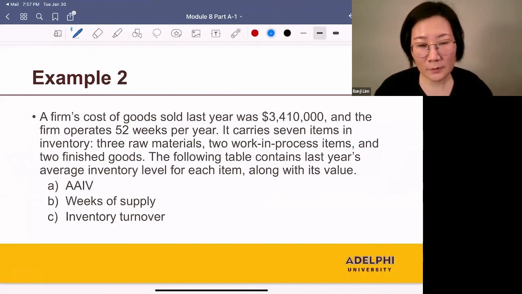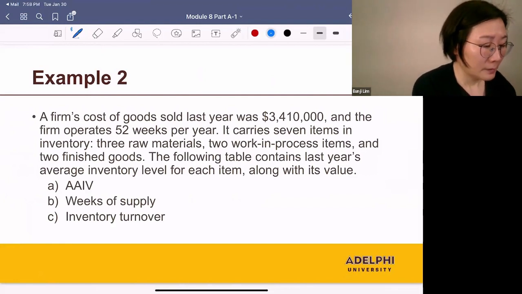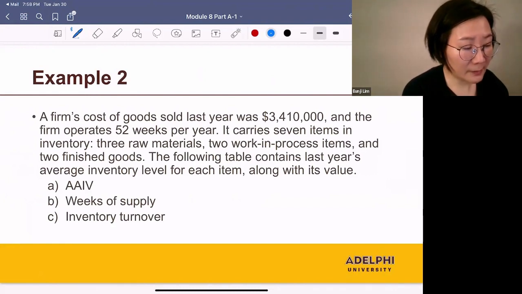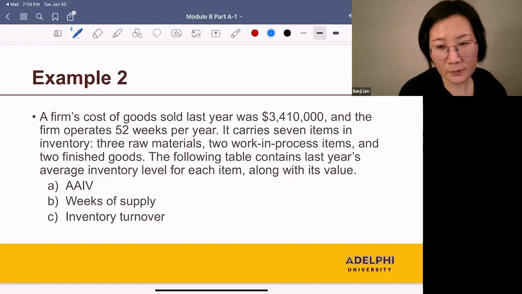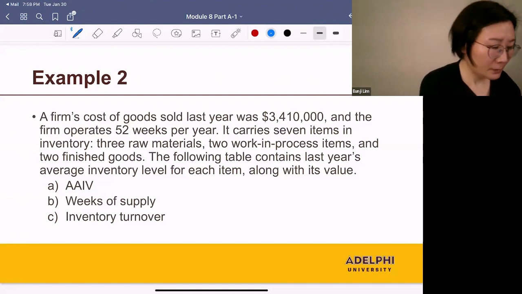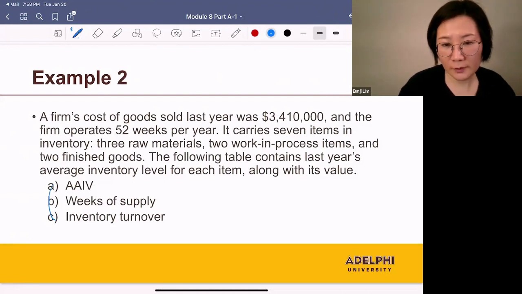Next, a firm's cost of goods sold last year was $3,410,000, and the firm operates 52 weeks per year. It carries 7 items in inventory, 3 raw materials, 2 work-in-process items, and 2 finished goods. The following table contains last year's average inventory level for each item along with its value. Compute AAIV, weeks of supply, and inventory turnover.